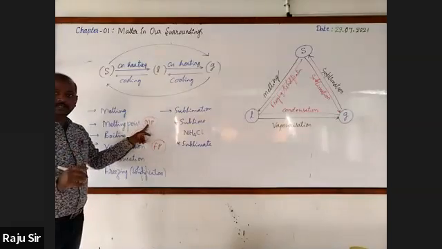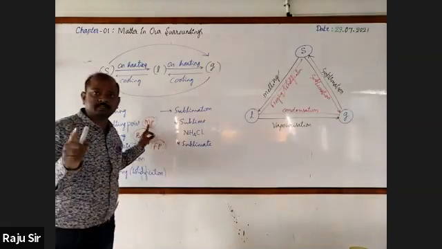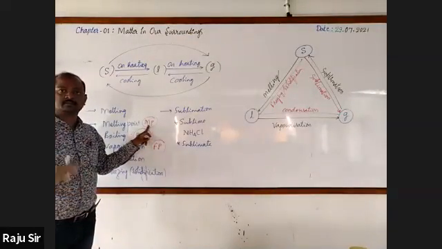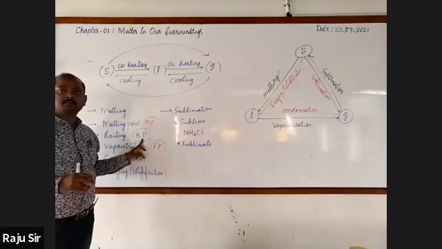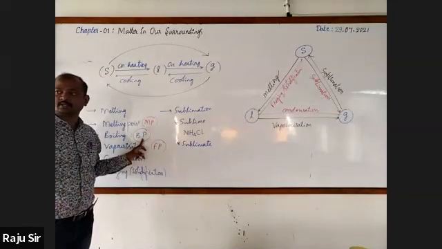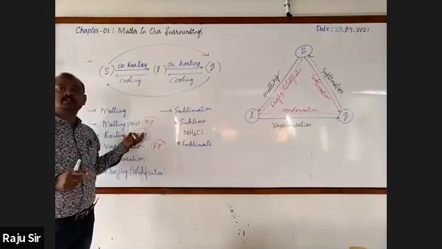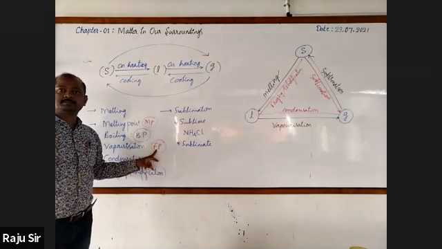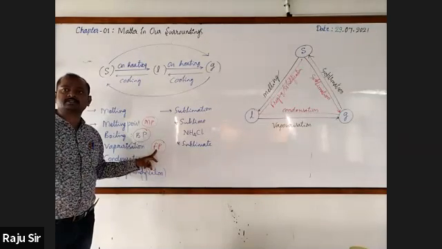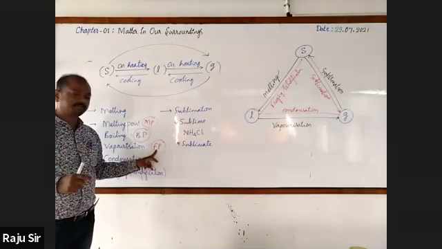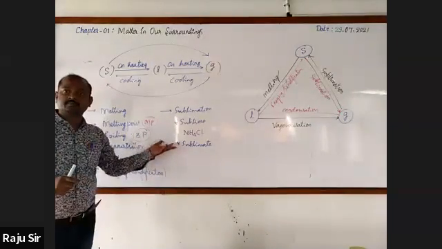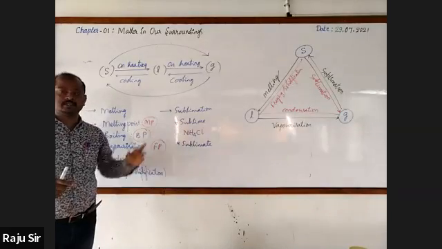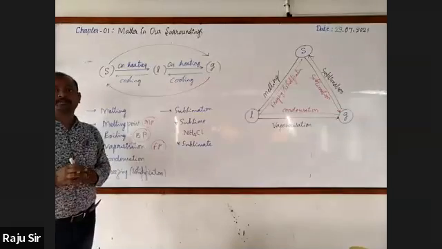Melting point is the specific temperature at which a solid starts melting. Then boiling point is the specific temperature at which a liquid starts boiling. Next, freezing point is the specific, definite temperature at which a liquid starts to freeze. This is called freezing point.